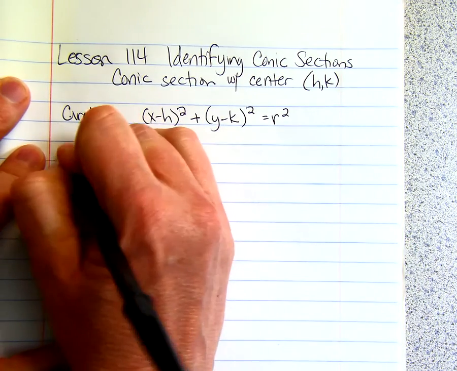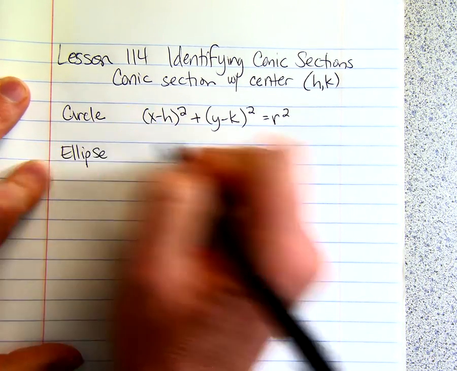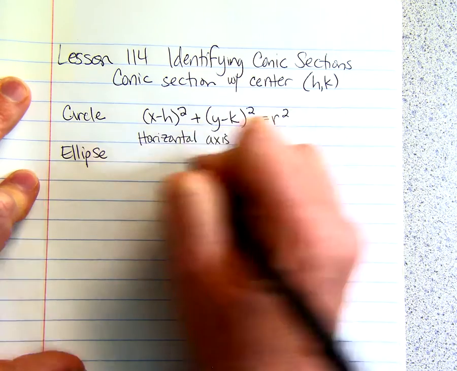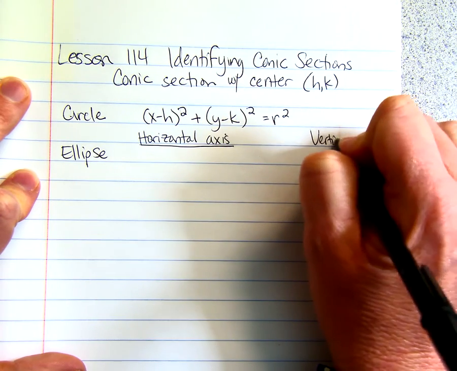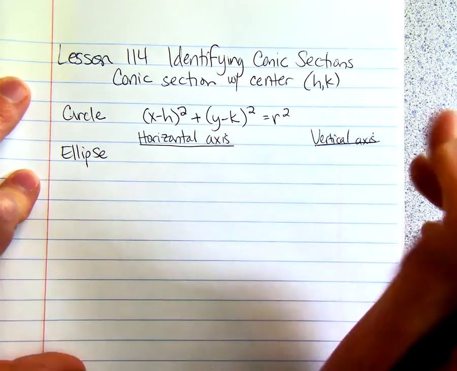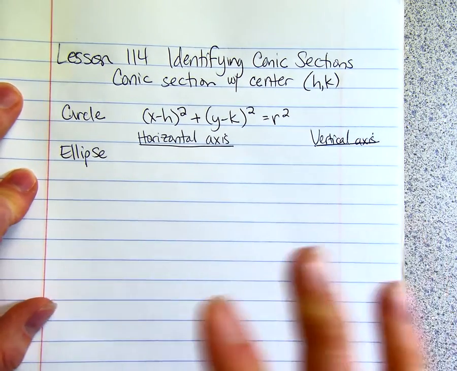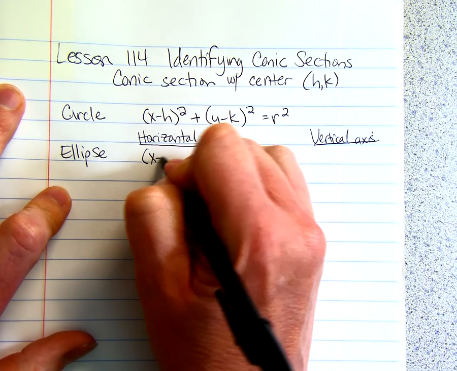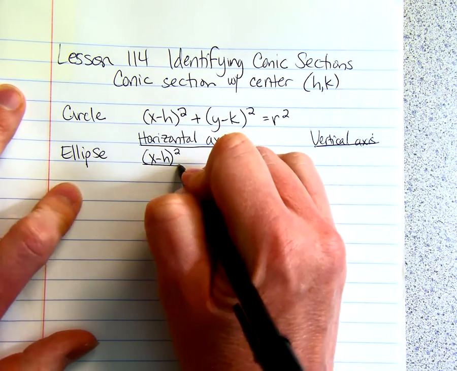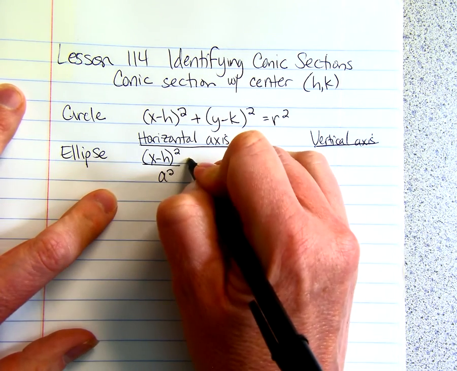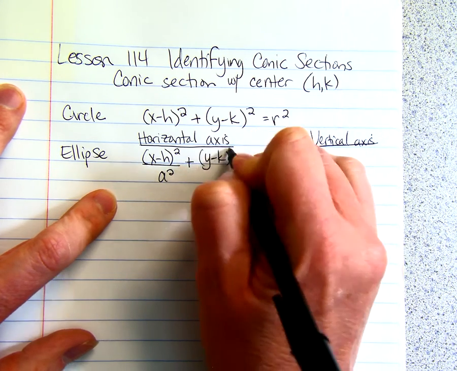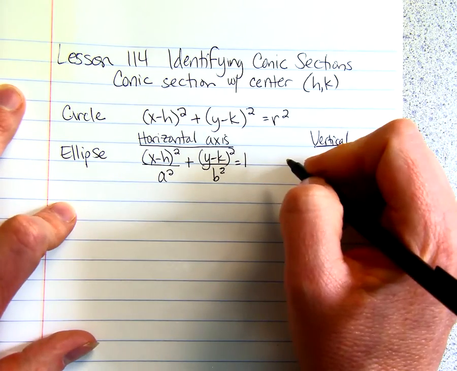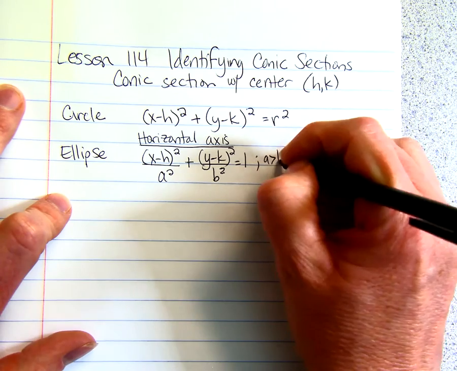Then we have ellipses. There are two different ones you can look for, one on a horizontal axis and one on a vertical axis. So this is kind of a one-place stop for all of your equations for conic sections. If the ellipse is along the horizontal axis, it'll be (x minus h) squared over a squared plus (y minus k) squared over b squared equals 1. And this is a is greater than b.